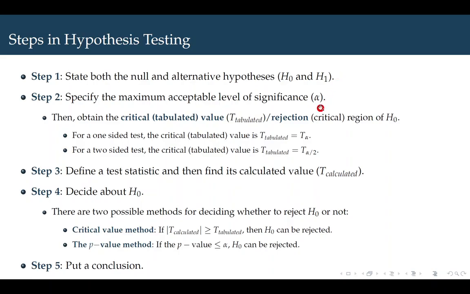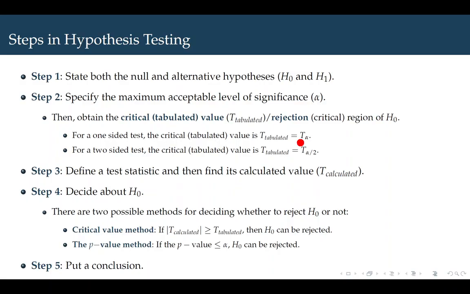Then, once the level of significance is specified, next we have to obtain what we call the critical or tabulated value, T tabulated, from a theoretical probability distribution. Or we have to determine what we call the rejection or critical region of the null hypothesis. Now this T tabulated is going to be determined as T alpha for a one-sided test. Now T could be, let's say, a normal distribution, t distribution, or any other distribution, like the F distribution, chi-square, and so on.